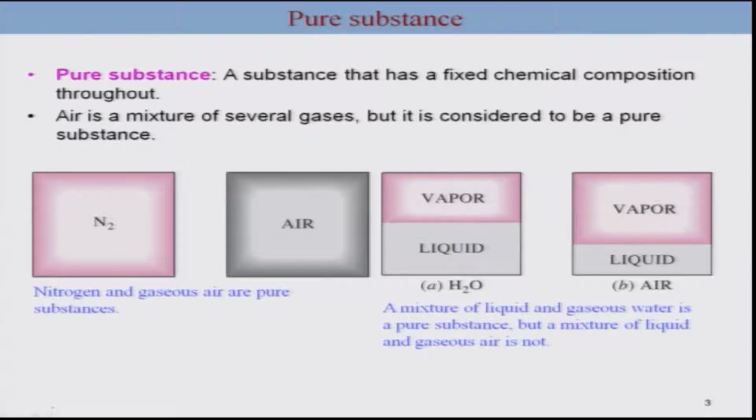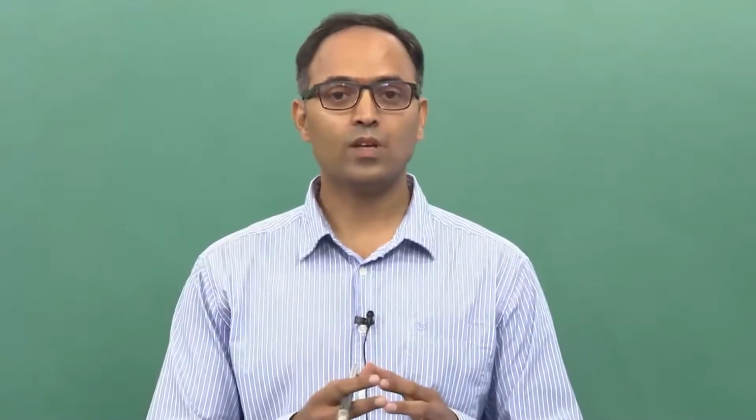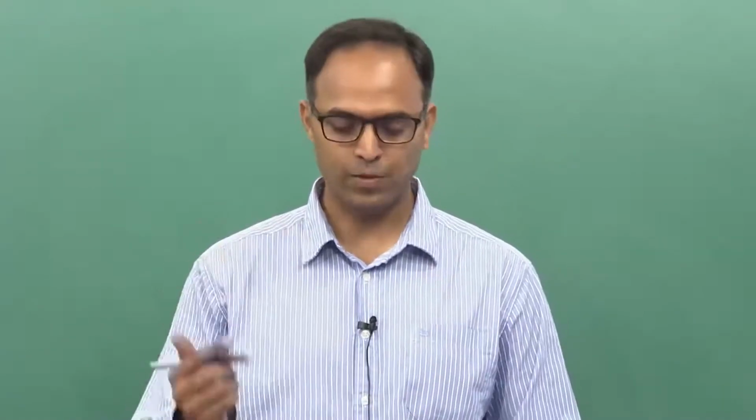So let us first start with what is a pure substance. A pure substance is a substance that has a fixed composition. You can consider air, which is composed of oxygen and nitrogen mainly, and still it is uniform in composition, and hence it will be considered a pure substance. Water can form liquid, vapor, and as well as solid, but considering water in liquid and vapor form together can be considered a pure system because the composition is not changing. So liquid composition is still water, only one species, and as well as the vapor.